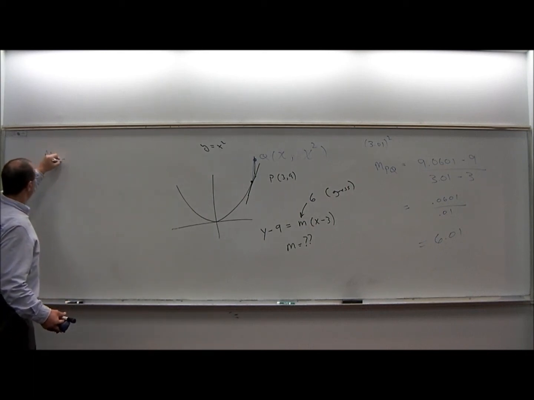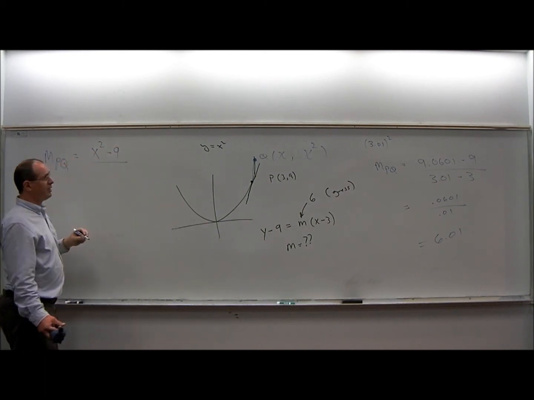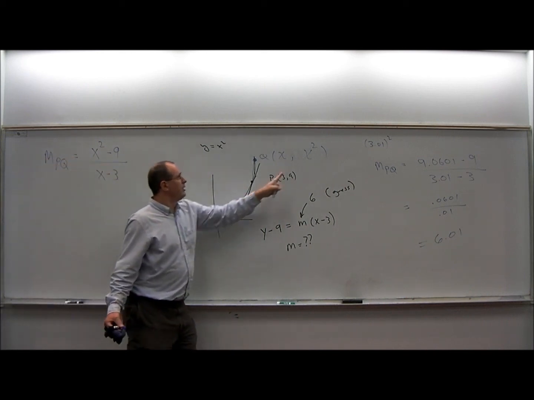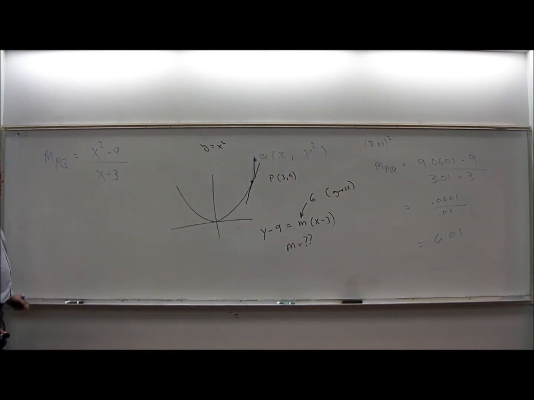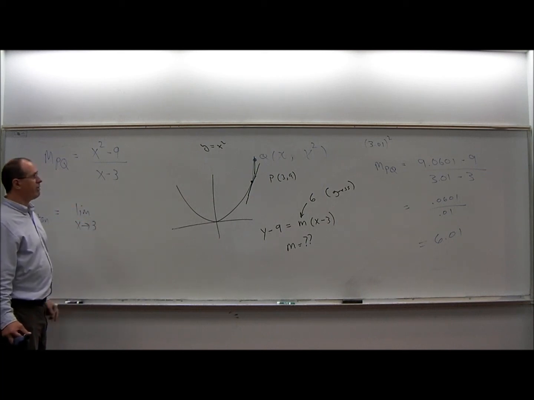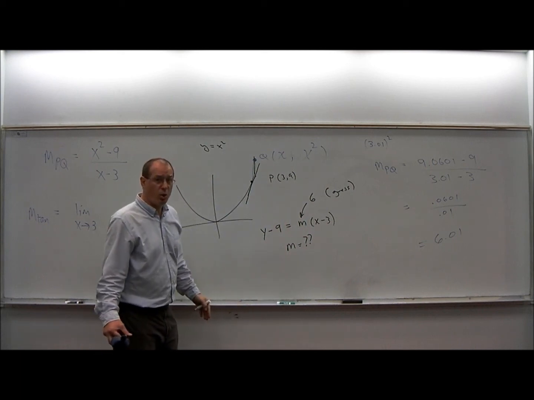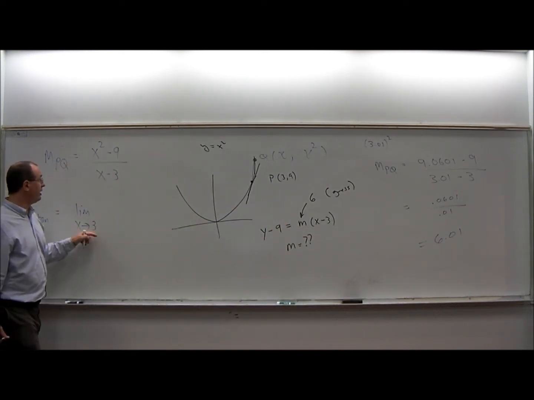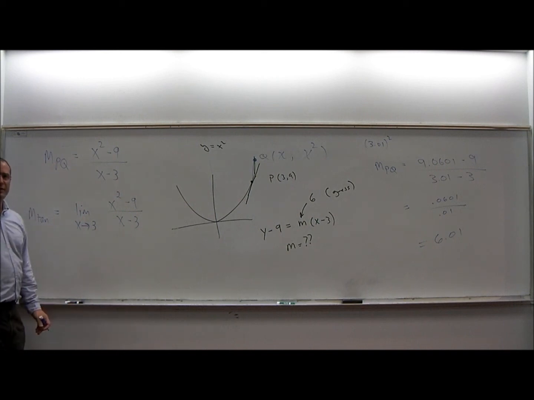So now what's the slope of the secant line? The difference in the y's, x squared minus 9, divided by the difference in the x's, x minus 3. So that's the general formula for the slope of the secant line. And then to find the slope of the tangent line, I need to let x get closer and closer to 3. In the two examples, I let it be 3.1, and then closer to 3, I let it be 3.01. So I want to let x approach 3. And while x approaches 3, I want to be looking at the fraction x squared minus 9 divided by x minus 3.